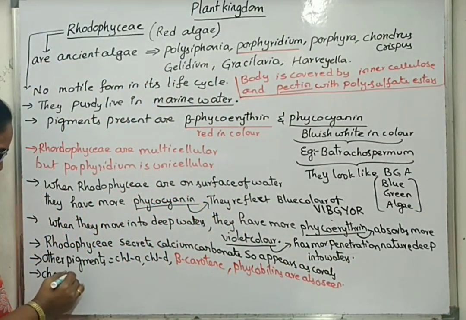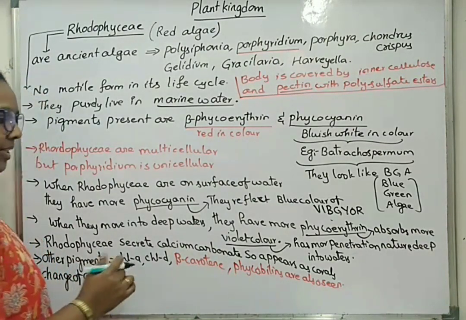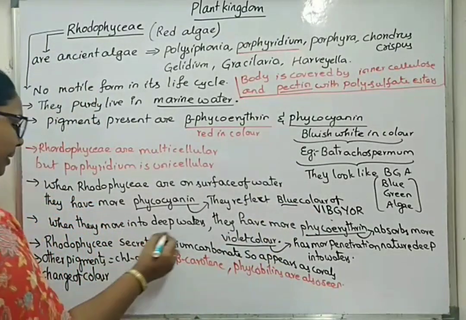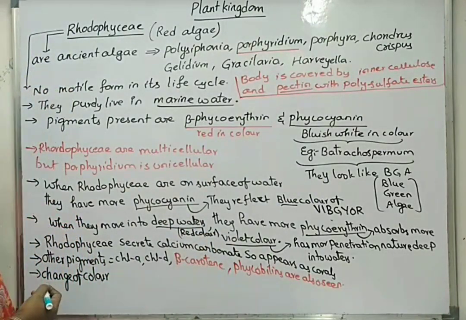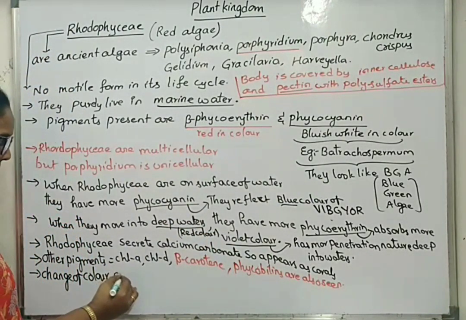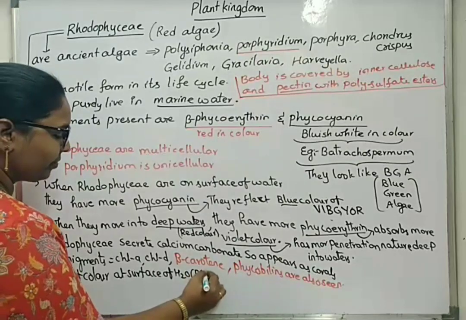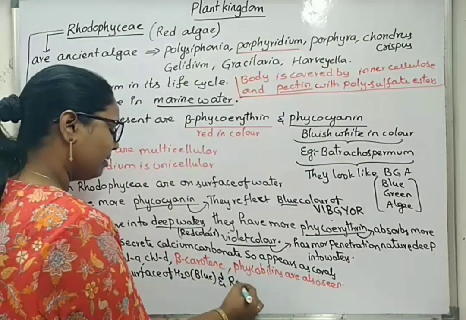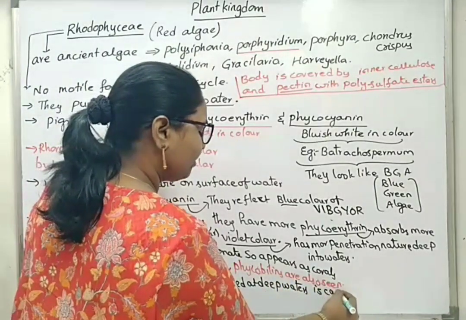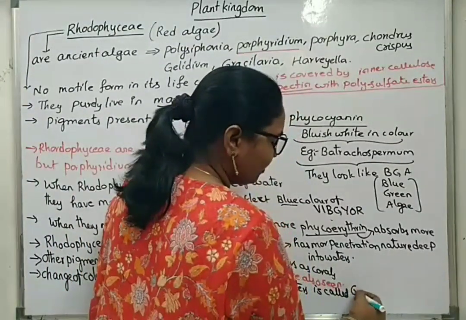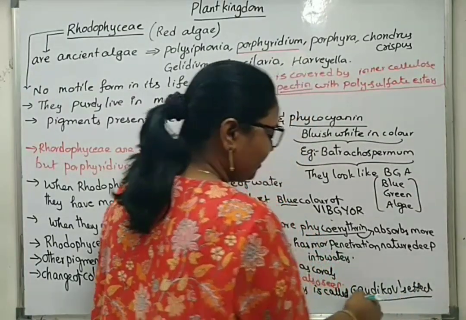Change of color at different locations of water, meaning on the surface it is showing blue color and in deep waters it is showing red color, is called the Gaudichaud effect. Change of color at the surface of water as blue and red at deep waters is called Gaudichaud effect, G-A-U. This is an important point.